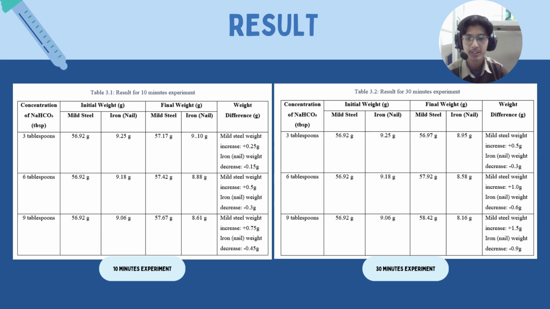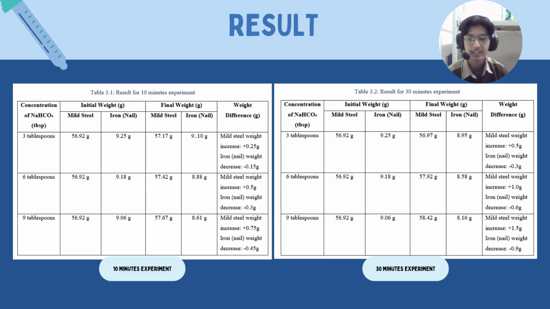So now I will talk about the results. There are two results. The first one is the 10 minutes experiment and the second one is the 30 minutes experiment. We use three different concentrations of sodium bicarbonate: 3 tablespoons, 6 and 9 tablespoons.